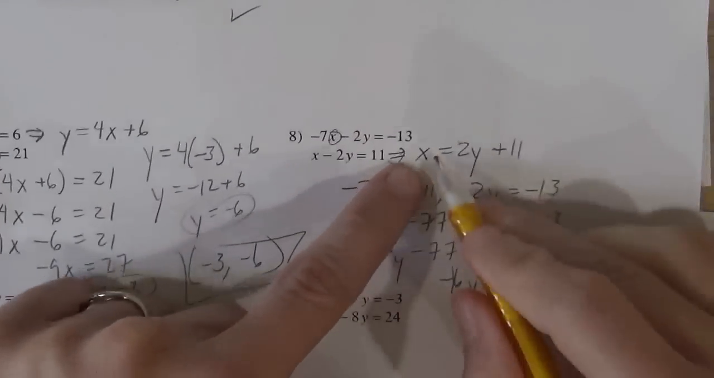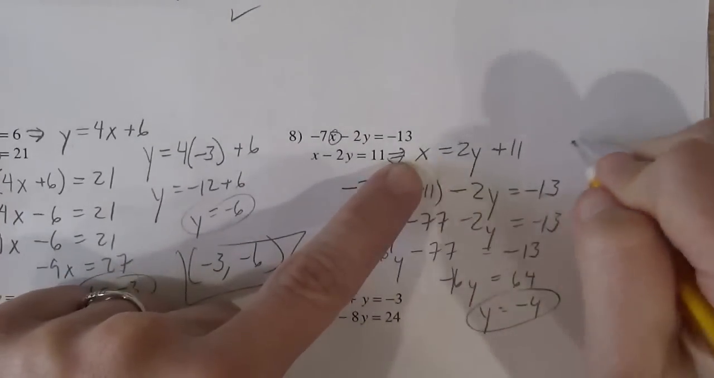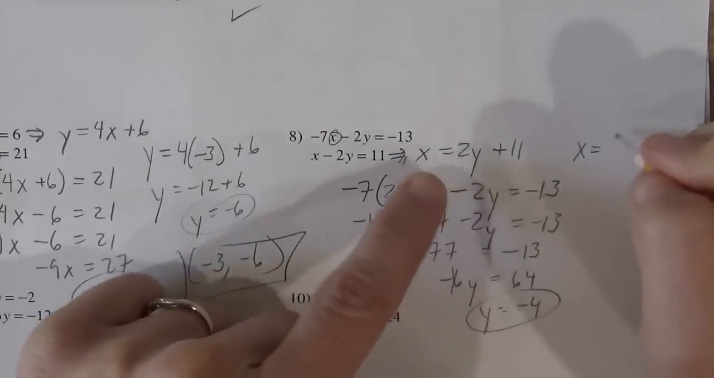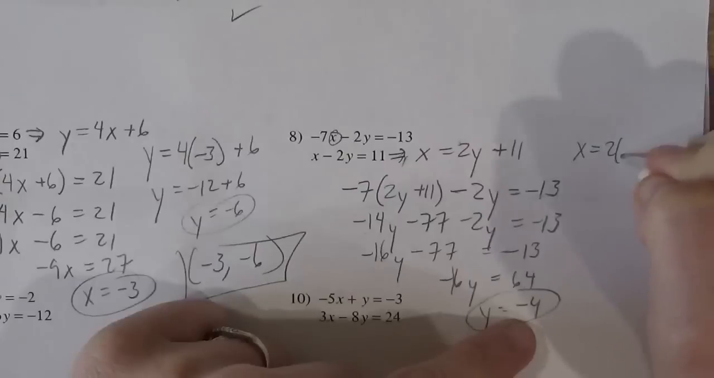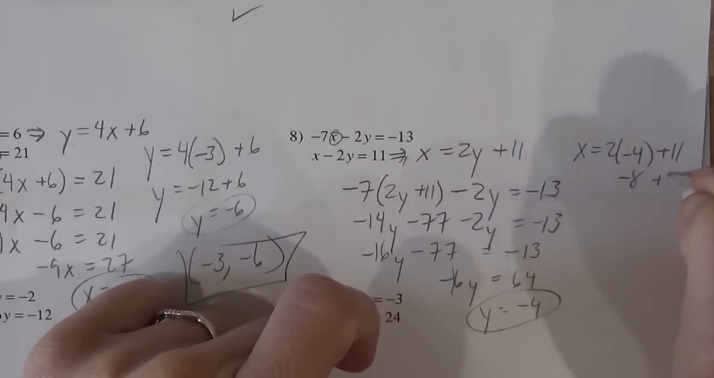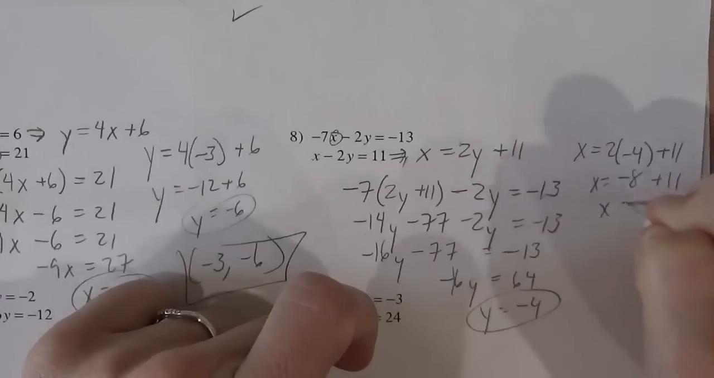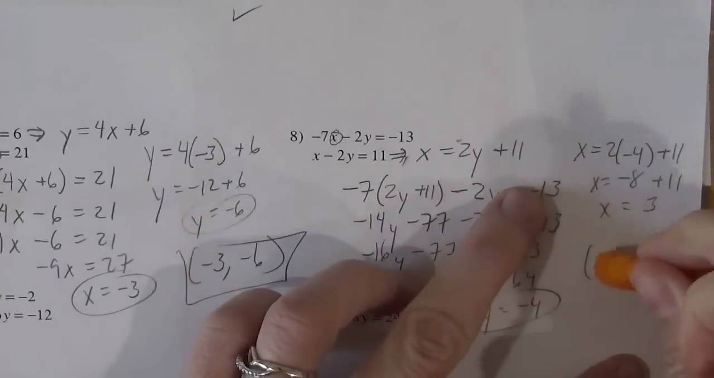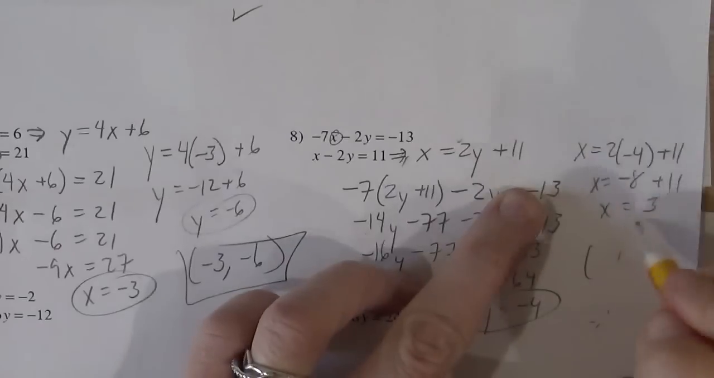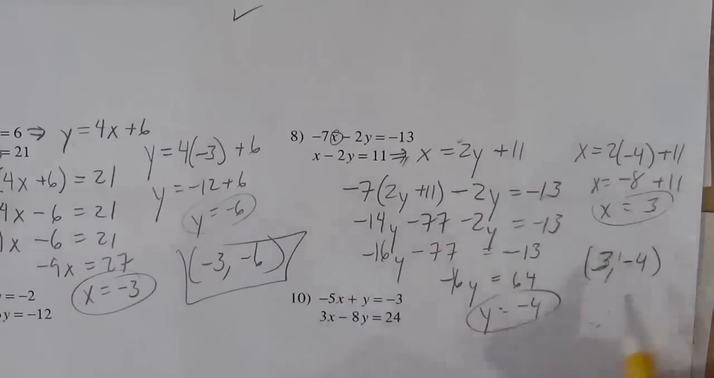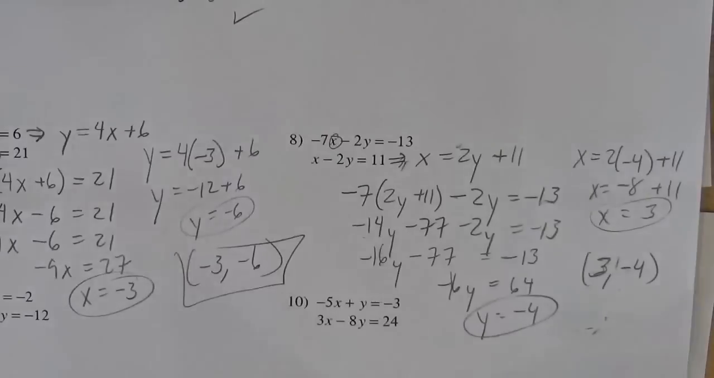And then to get the x, you've already got this lovely equation set up that says that x should be 2 times the y value plus 11. So 2 times the negative 4 plus 11. So negative 8 plus 11, so x equals 3. So the x is 3, and the y is negative 4, and those are the x and y that make both of those true. I leave it to you to test them.